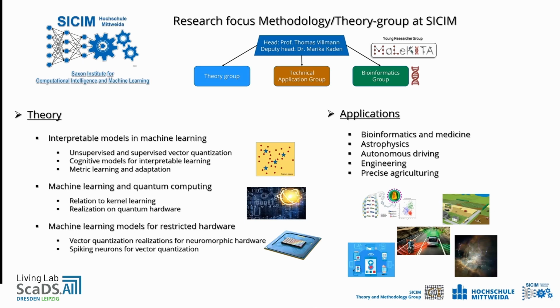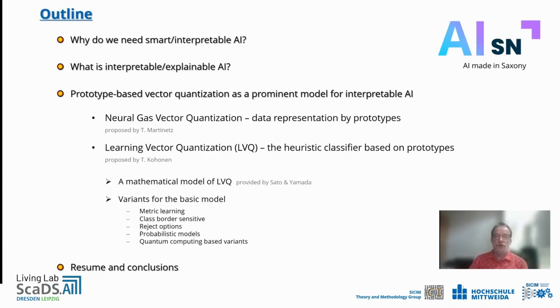So we are working with experts in autonomous driving, engineering, and precise agriculture. But today's talk is about smart and interpretable AI or machine learning systems. So I will focus on what is interpretable or explainable AI. And then I move to the main topic, which is vector quantization in this context.